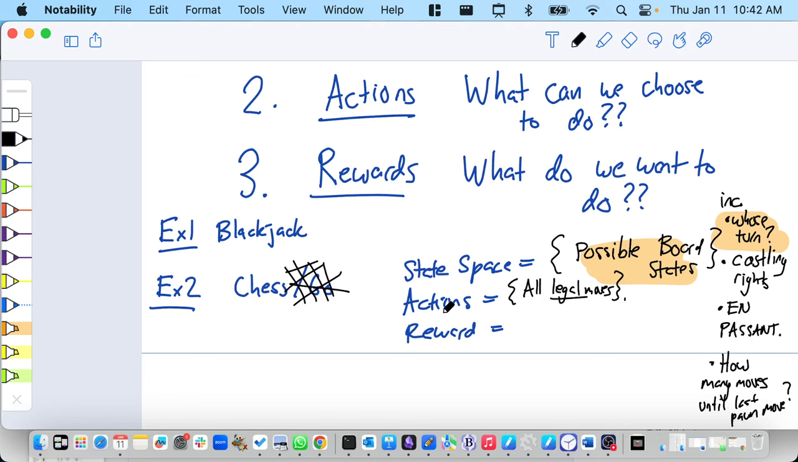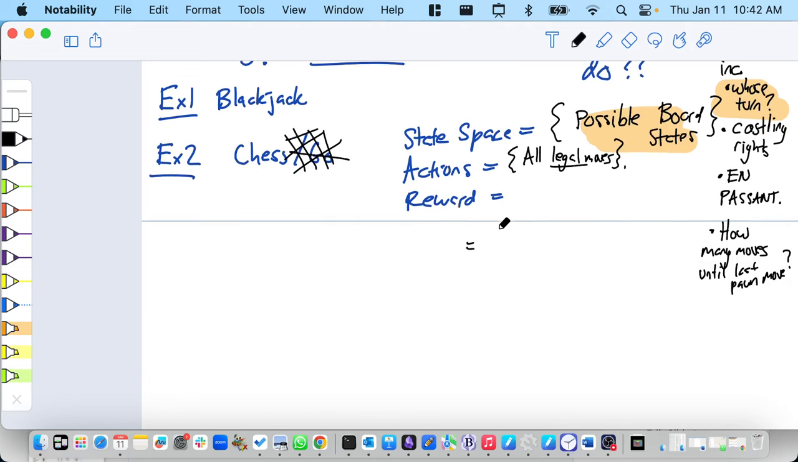So this is the subtle part: most of the game, you get a reward of 0. No rewards or losses for most of the game, but you get a plus 1 if you win at the end, a minus 1 if you lose, and we'll say a 0 if you tie.